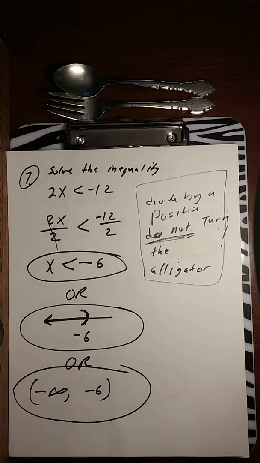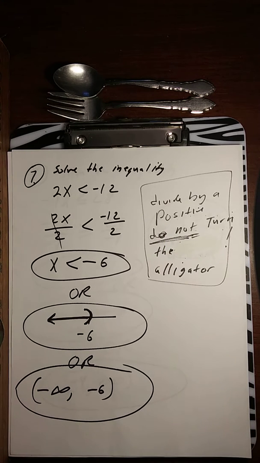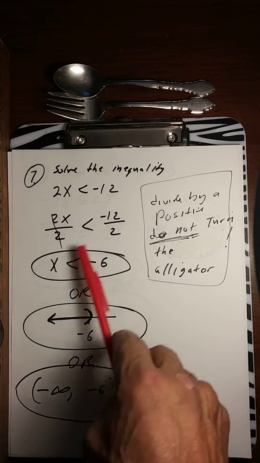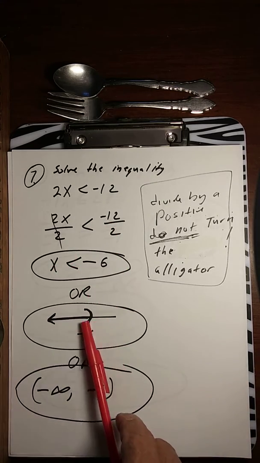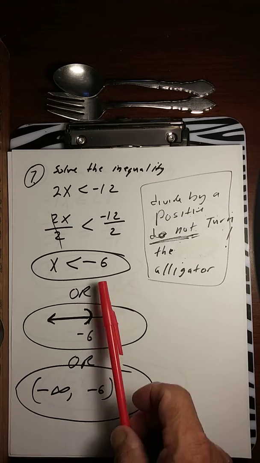Solve the inequality. So 2x is less than -12. So what we're going to do is divide both sides by 2. Since you divide by a 2, it's a positive, nothing changes. Stays the same. Alligator, same. So divide by 2, these are gone. So x less than -6. Don't include -6.